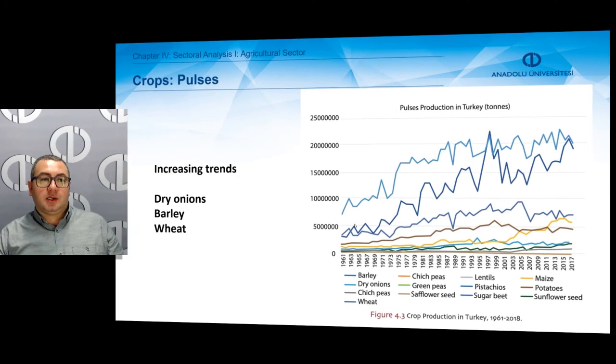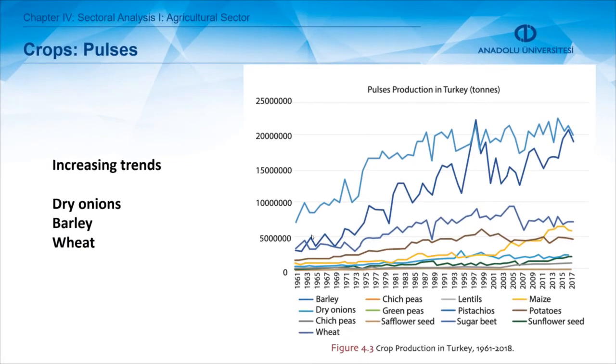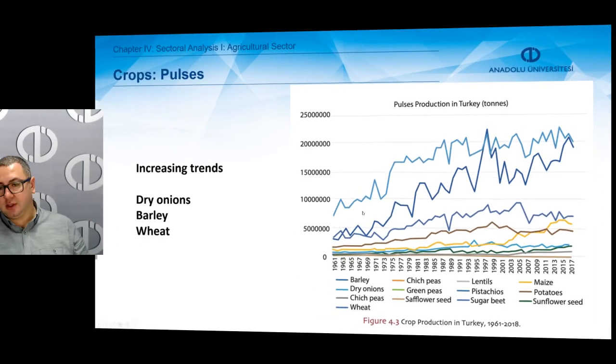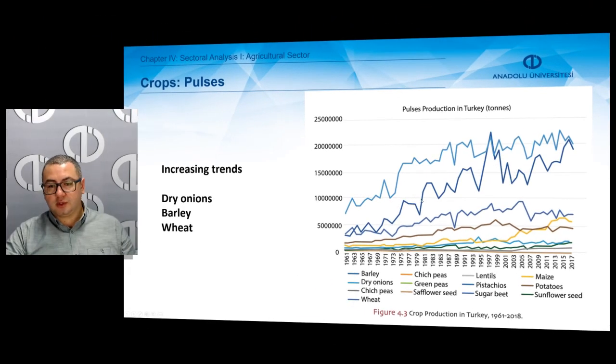When we look at the trends for pulses in Turkey, we see an increasing trend for about all the pulses here in figure 4.3, but the dominating goods in here are dry onions, barley, and wheat in terms of produced quantity.